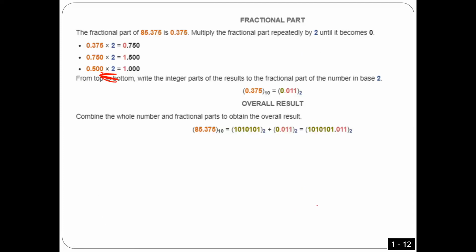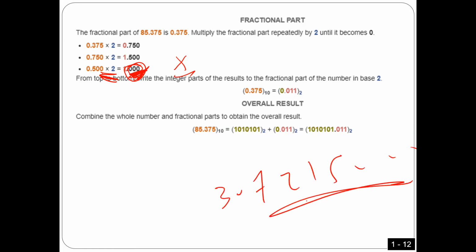Here I'm going to stop again when I get 0. As you see here, I got 0 in the fraction part, so in this case I'm going to stop. But sometimes you don't get 0. Sometimes, when you have something like 3.7215, it's maybe a very big number or an infinite number. It's not always going to terminate. Sometimes you have a very big number or an infinite, repeating number, something like that.